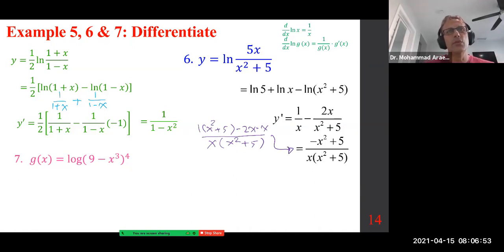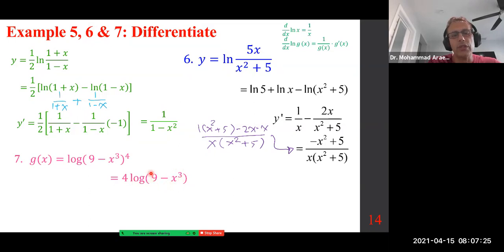So here's the next one. You're dealing with a log again. So let's go with the steps that were mentioned. You're going to simplify this if you can. Simplification in this case, we can bring the 4 in front using the power rule. There is nothing else we can do to simplify it further. Now we work on this. So 4, we have it, and then the log, you flip this over, 1 over 9 minus x cubed.